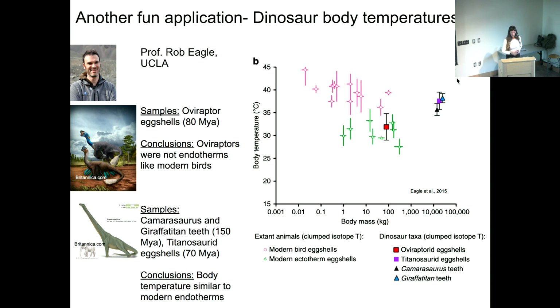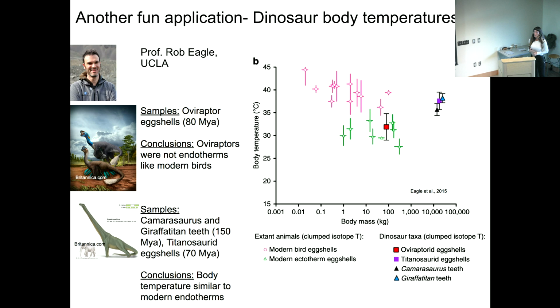So moving on to the fun application of the dinosaur body temperatures. This research was performed by Professor Rob Eagle at UCLA, who is a collaborator of mine. The first set of samples he used were what are called oviraptor eggshells. You can see the picture there, an artist's depiction of what an oviraptor may have looked like.